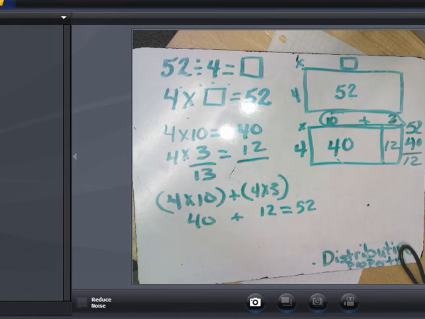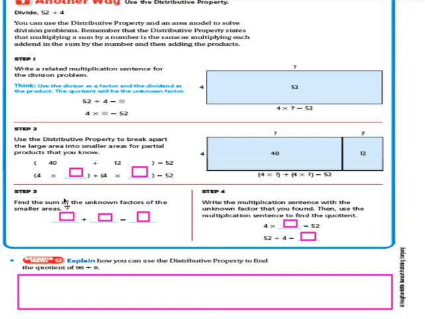So if we go back to this page, 4 times 10, we put that up here, and 4 times 3 equals 12. So my final step is 10 plus 3 equals 13. I can now go back in and fill 4 times 13 right up here. And 52 divided by 4 equals 13. Alright, let's move on.